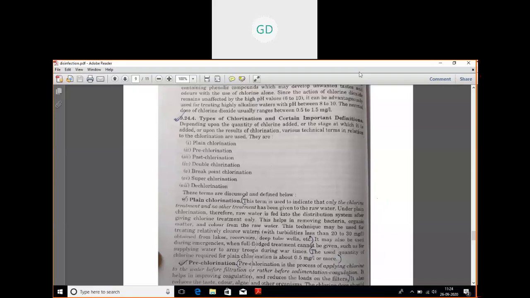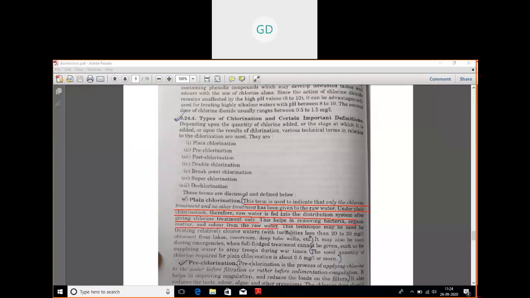Okay, so it's also written here. You see, this term is used to indicate that only the chlorine treatment and no other treatment has been given to the raw water. So under plain chlorination, raw water is fed into the distribution system after giving chlorine treatment only. Before supplying it to the distribution system, the water is treated with chlorine. Okay, so this helps in removing bacteria, organic matter, and color from the raw water. Obviously that will remove bacteria.